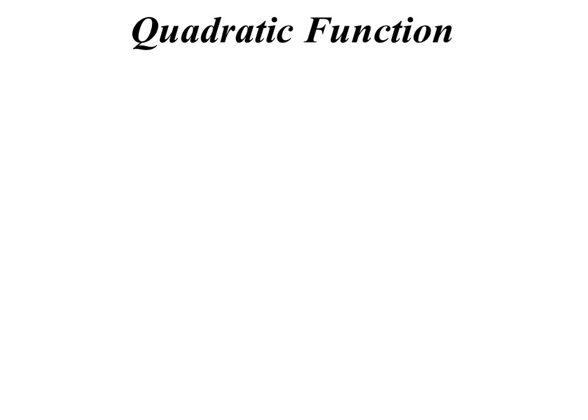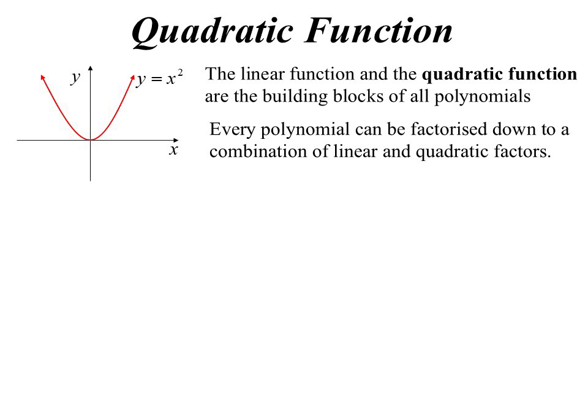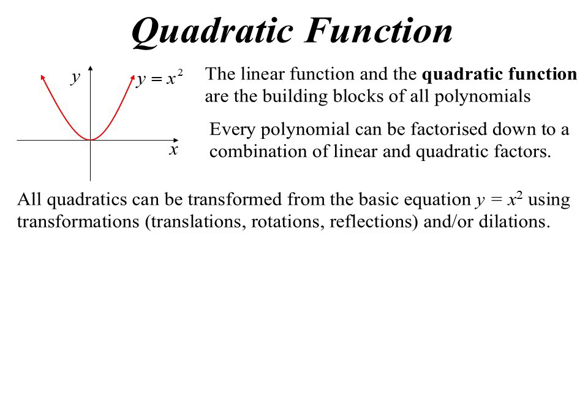Our quadratic function then, the most basic quadratic function of them all, y equals x squared. Together with the linear function, they are the building blocks of every polynomial, because every polynomial can be factorised down to be a combination of quadratic and linear factors. Every quadratic, just like the straight line we saw, can be transformed from y equals x squared via translations, rotations, reflections, dilations, but we can get every single possible one from y equals x squared.